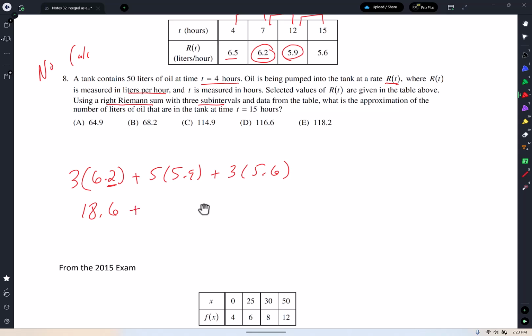Plus 5 times 5.9. I can't do that immediately, but I can do 5 times 6. 5 times 6 is 30, but this is not a 6. It is a 5.9. The difference is 0.1. So this has to be 29.5. Do you guys see what I'm doing?